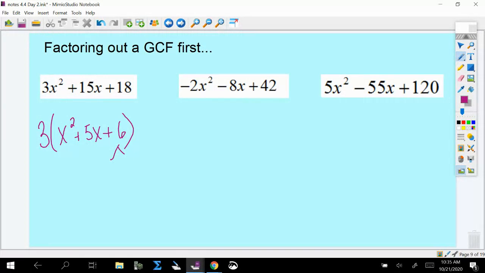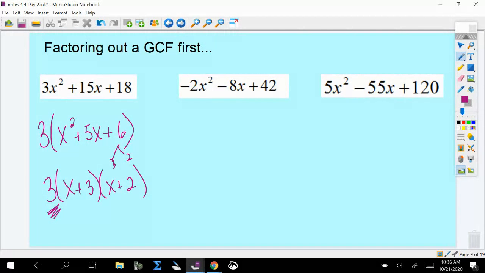And then we need numbers that multiply to get 6 and add to get 5. So that would be a 3 and a 2. So you have x plus 3, x plus 2. If you did bring a number to the front, make sure it doesn't disappear. That number does tell us a little bit about what the graph is going to look like with these parabolas, so you don't want it to disappear on you.